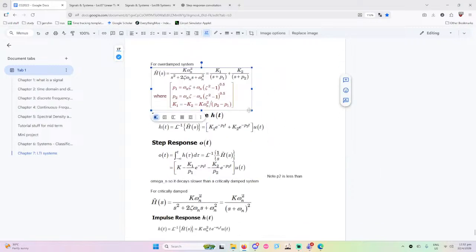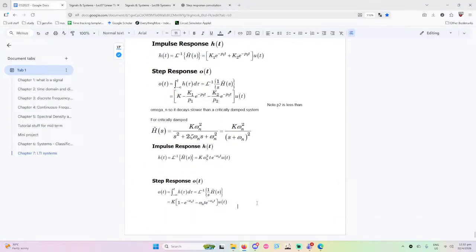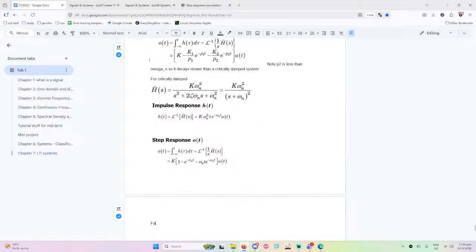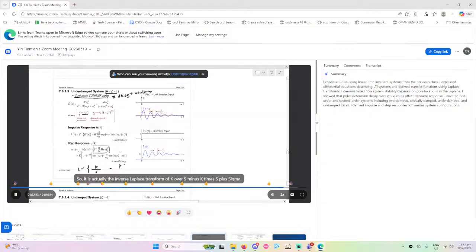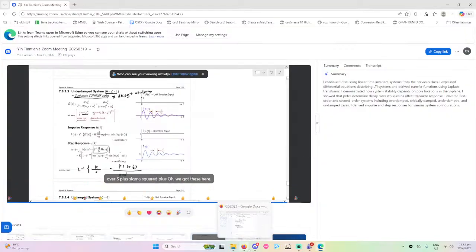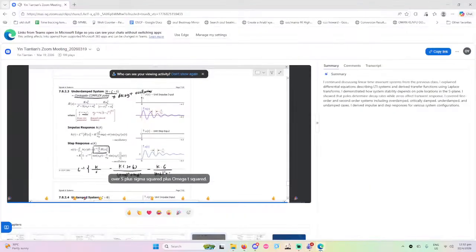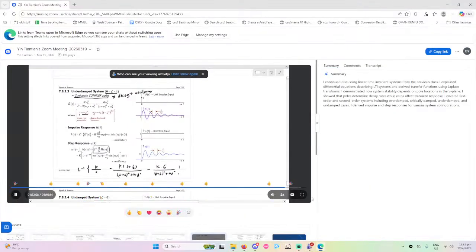And then to calculate the step response function, we can also use the inverse Laplace transform of 1 over s times h(s). So it is actually the inverse Laplace transform of k over s minus k times (s plus sigma) over (s plus sigma) squared plus omega d squared minus k times sigma over (s plus sigma) squared plus omega d squared.